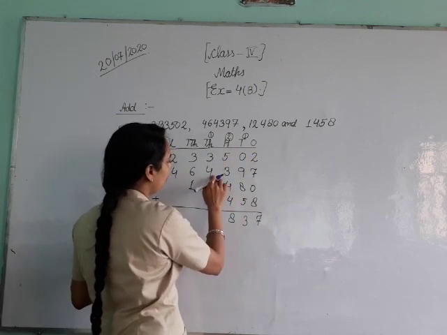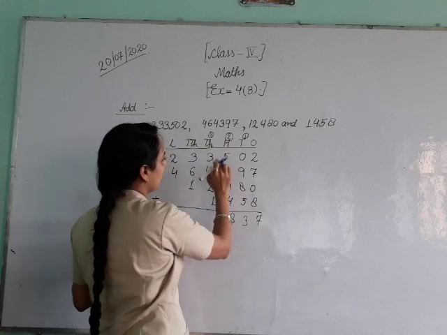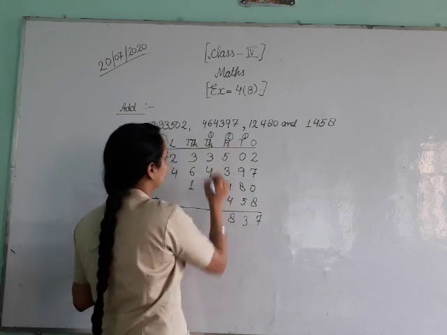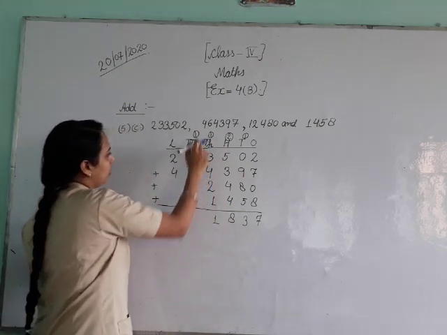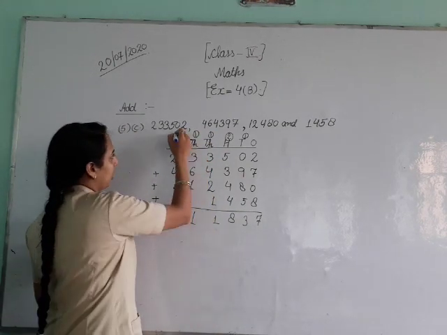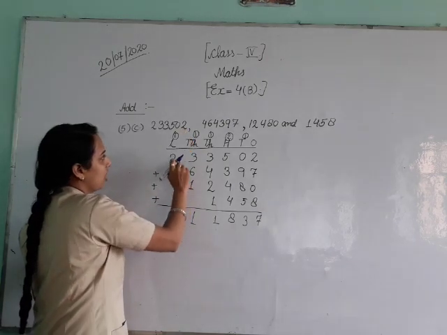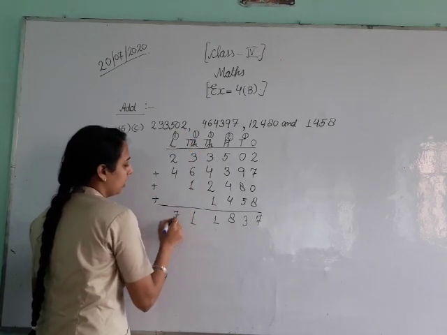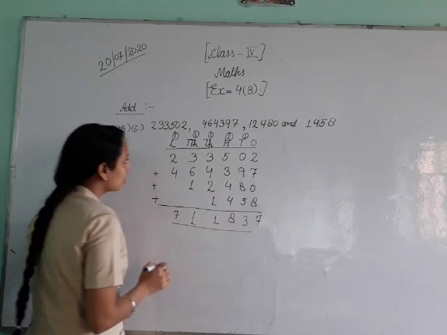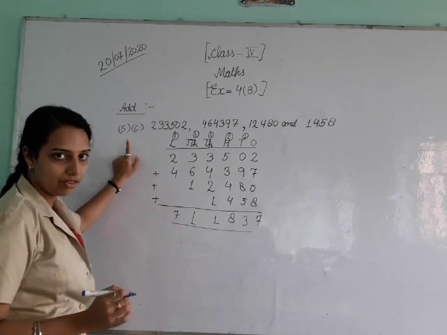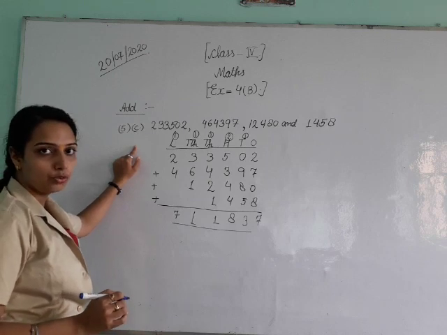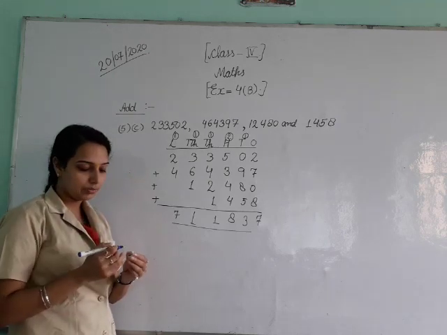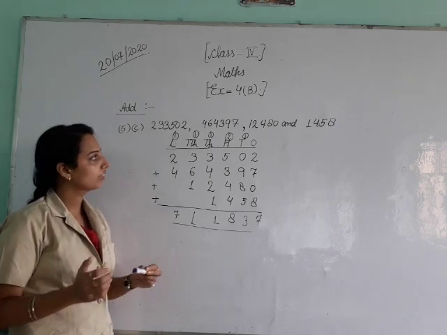Then again 4, 5, 6, 7, 8. 8 and 3 are 11. Then 6, 7, 3, 10 and 1 is 11. Then 1, again 4, 5, 6, 7. Okay, have you understood? Beta, from this fifth question you have to do it in your notebook. Okay, because space is not given there.